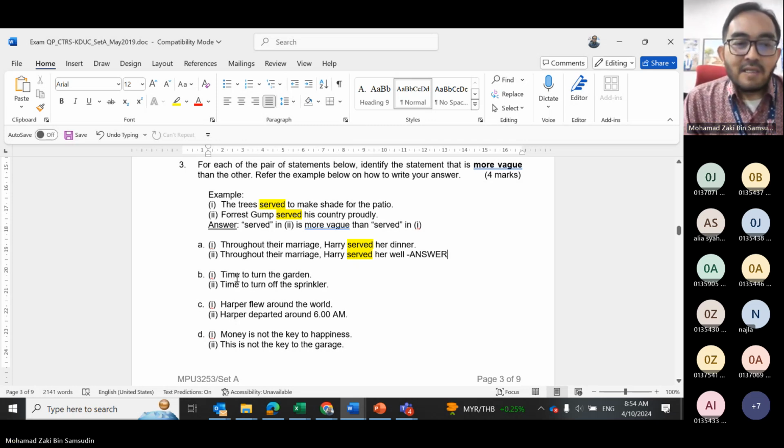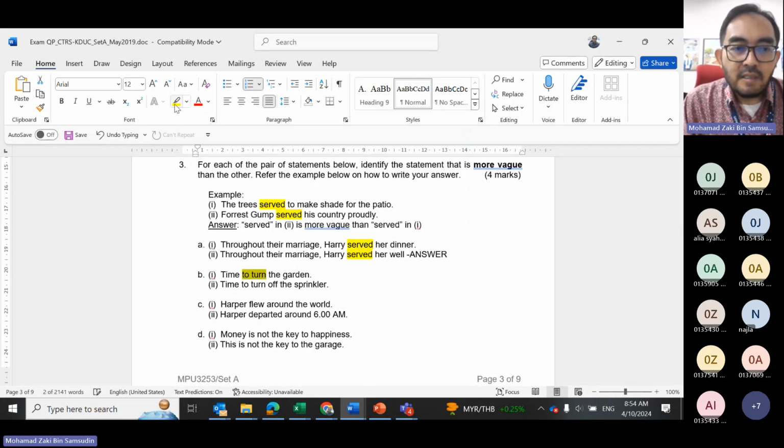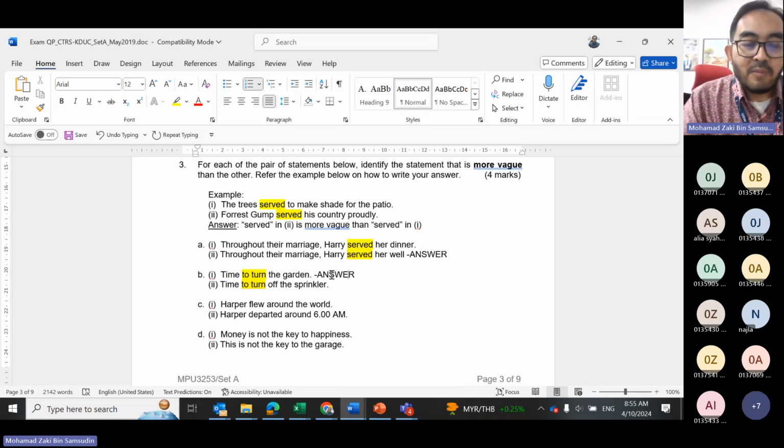Okay. This one, time to turn the garden. Tak pasti ya, ada perkataan missing ke? To turn the garden, or is it to turn off the sprinkler? I think ini nampak jawapan agak obvious lah. Yang tak jelasnya yang atas ni lah. Mungkin ada missing word actually kan. Time to turn the garden. Turn the garden tu apa? Turn off the sprinkler. Sprinkler ni sprinkler air. So itu jelas kan. Kalau orang cakap turn off the sprinkler, kita tahu apa perlu buat. Tapi kalau orang cakap turn the garden, what do you mean? So I don't really know, right?